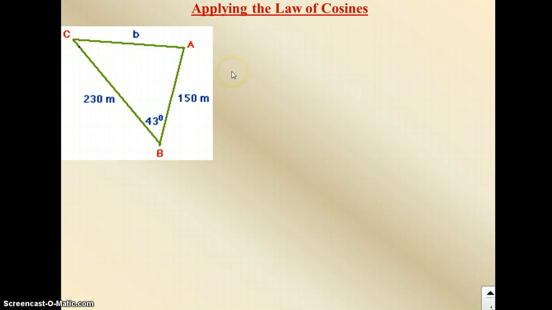The sine law is a little simpler, but again, I haven't got a complete ratio in this triangle, so I cannot use the sine law. So let's use the cosine law. I'm looking for b, so my cosine law would look like this. So I just have to substitute in my cosine law.